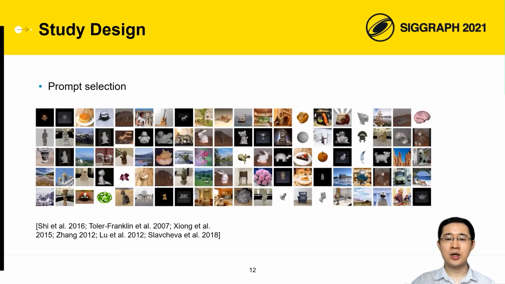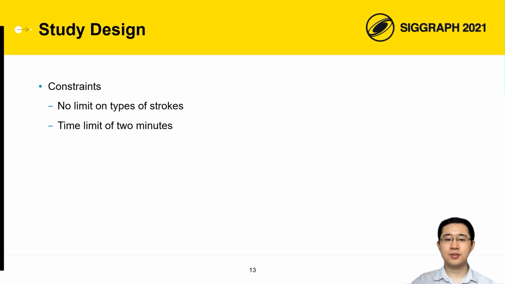In our study design, we included 100 photorealistic images with wide variations in appearance and content as prompts. More than half of the prompts have normal maps supporting our further analysis. Drawing typically employs a wide range of strokes, including contours, shading, and texture, so we did not limit the types of strokes that participants could draw. To collect normalized data, we imposed a time limit of 2 minutes, as we observed it was generally sufficient to complete a drawing.